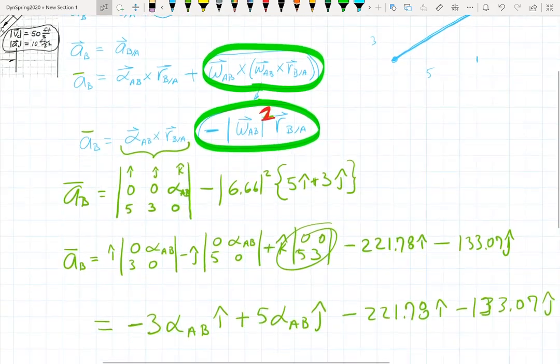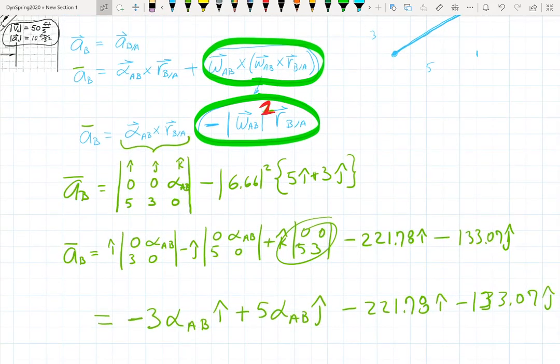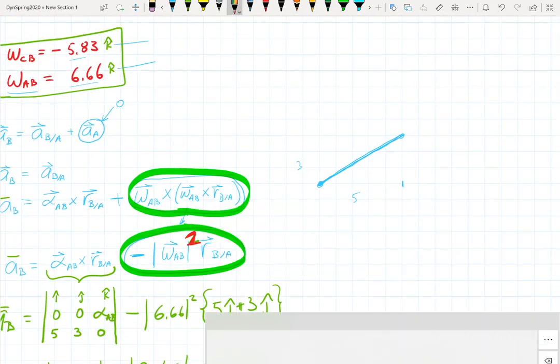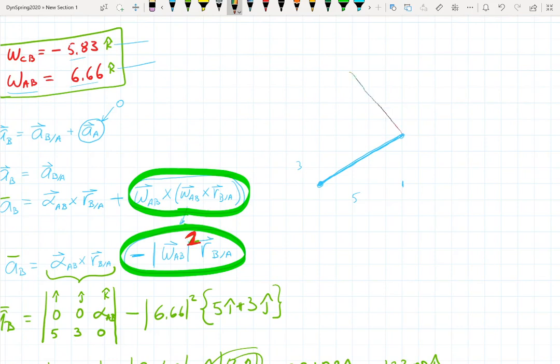Okay, first I'll look at the acceleration, which should be, oh, that's a weird pen. So this is the tangential. You actually should have a normal coming this way. So let's look at the tangential.